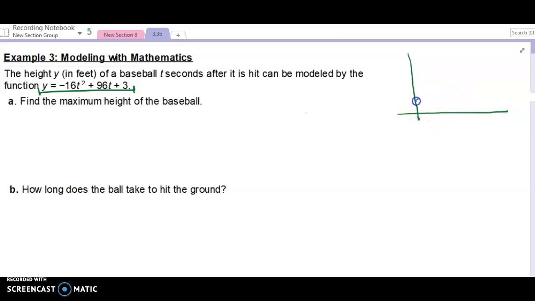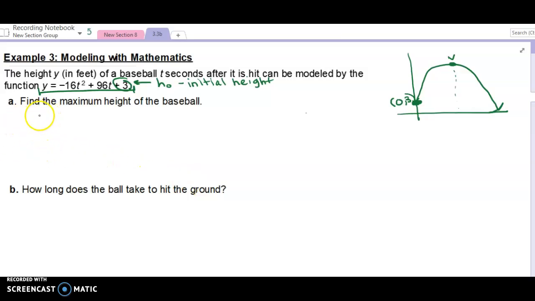Okay, so anytime I don't have a visual, I want to draw one. So I hit it, it goes up, and then it comes down. Now notice, if you recall from what we've done, this is our H0, which is our initial height. So if 3 is our initial height, that means this point right here is (0, 3). Okay, so we want to find the maximum height of the baseball, which would be right here at its vertex.